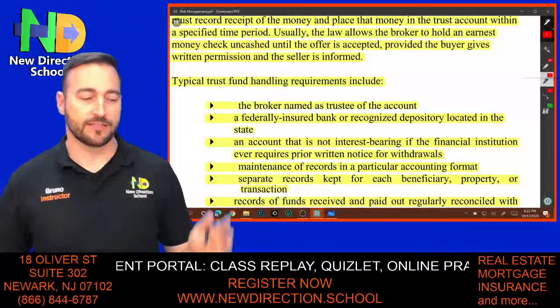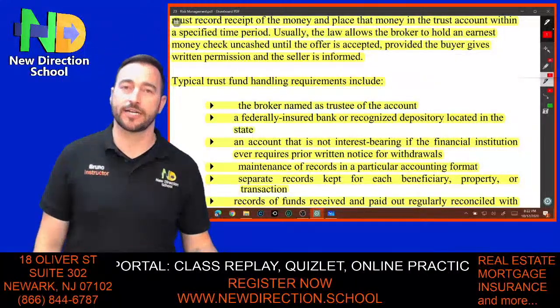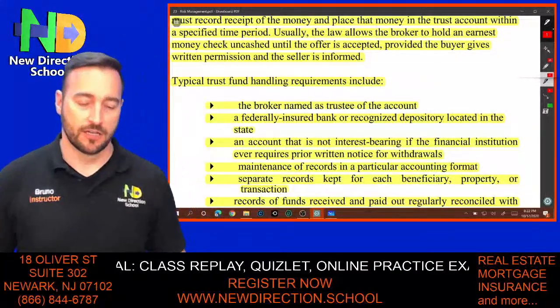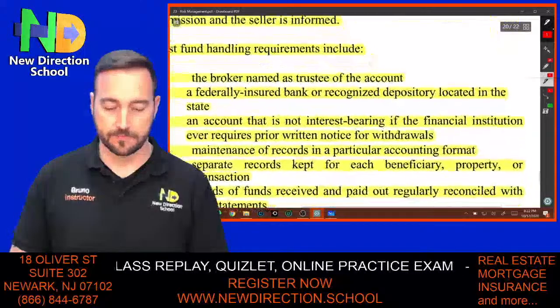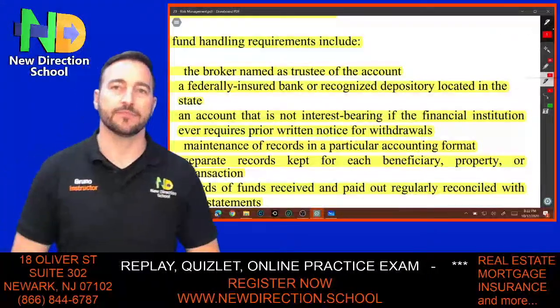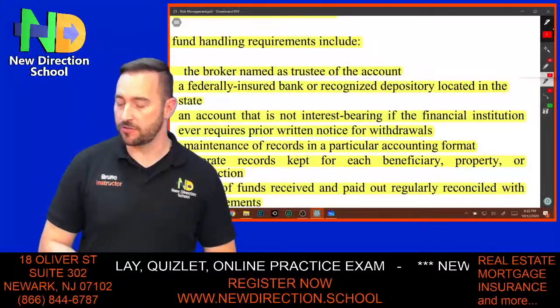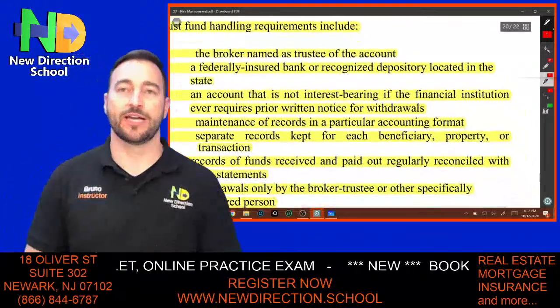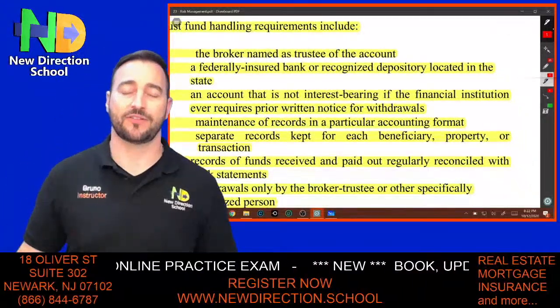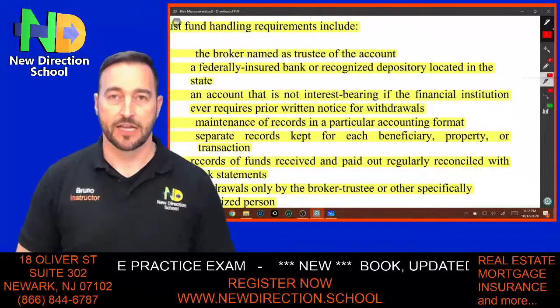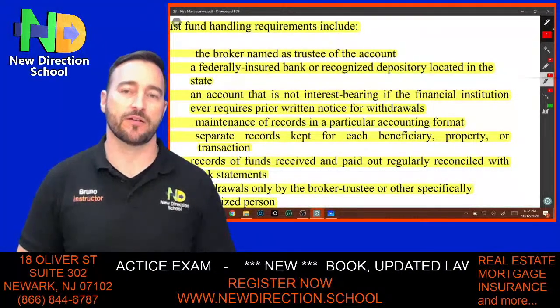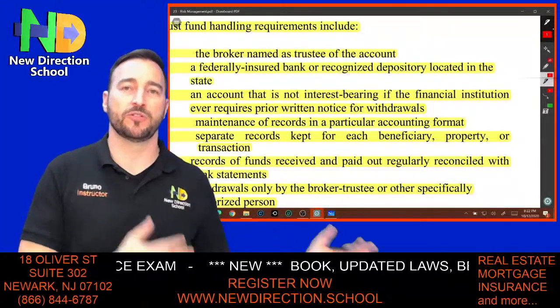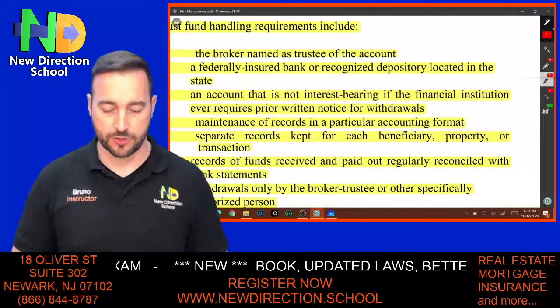So the typical trust fund or escrow account handling requirements include the broker named as a trustee of the account, right? A federally insured bank or recognized depository located in the state, so an authorized financial institution in the state, an account that is not interest bearing because it's for other people's money, right? So not interest bearing.